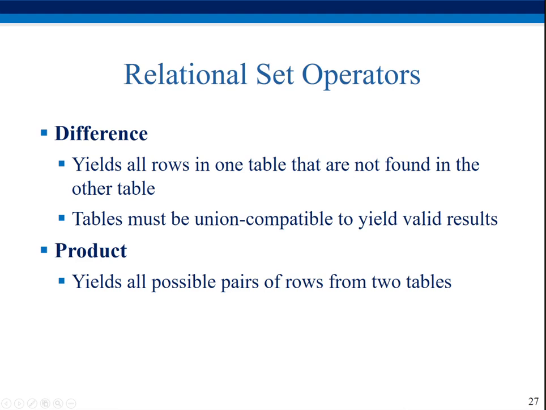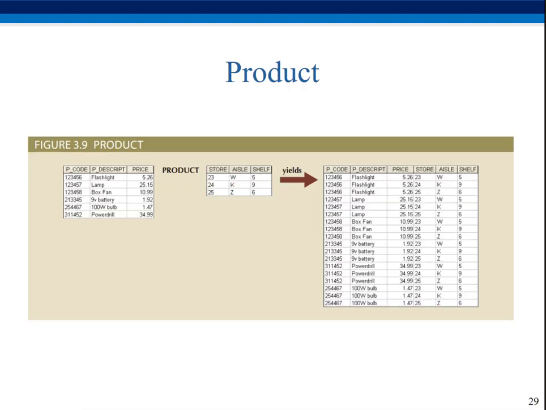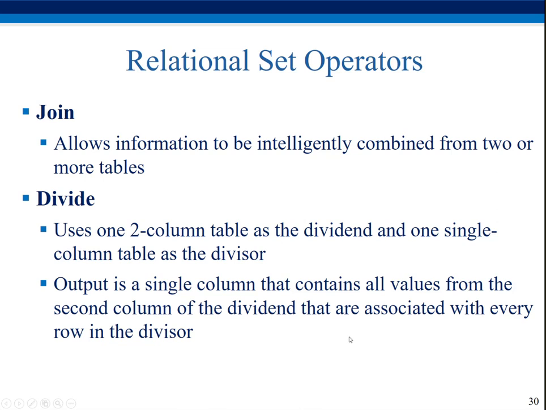The difference yields all the rows in one table that are not found in the other table, and the product yields all possible pairs of rows in the tables. And I have some examples. So here's the difference. We want to know everybody that's in the one table, not in the other table, and it gives it right over here, all 4. So that's pretty easy. And again, the product is basically you're going to be multiplying each and every one, so you're going to have a lot more rows in this table than you do in here. So you can see you have 1, 2, 3, 4, 5, 6: P code, description, price, store, aisle, and shelf, and then a whole bunch of rows or records.